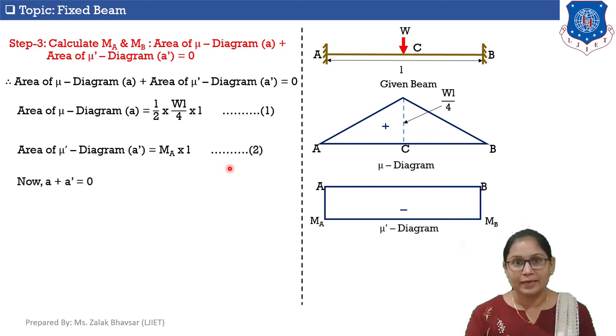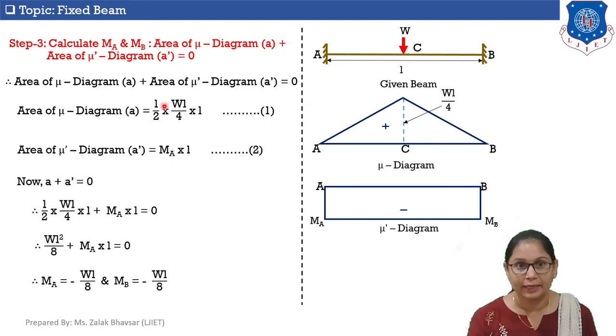Now let's apply the equation A plus A dash is equal to 0. So from equation number 1 and equation number 2 we can say that 1/2 W into L by 4 into L plus MA into L is equal to 0. Therefore, WL square by 8 plus MA into L is equal to 0. Therefore, I am getting MA is equal to minus WL by 8. The value of MA is equal to MB, so I am getting MB is equal to minus W into L by 8.